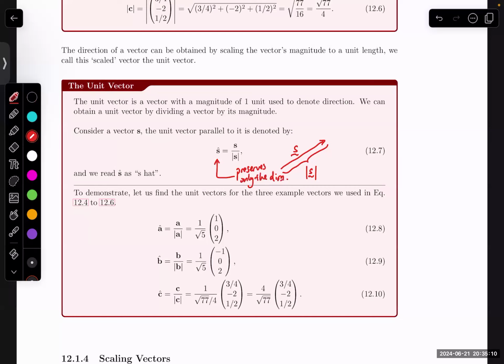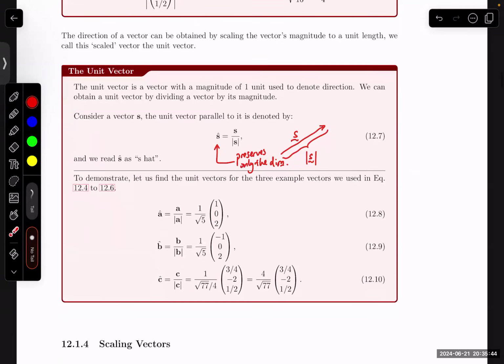I don't care how long a vector is. Sometimes I just want the direction of a vector, right? So by simply dividing by the magnitude, we preserve the direction, and we throw away all the information about the magnitude. This is very, very important. I can't stress enough how these basic concepts are so important for vectors, the three topics in vectors.